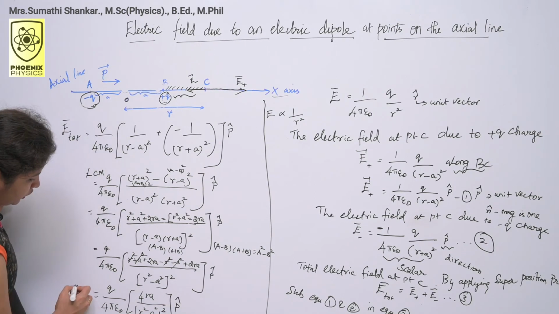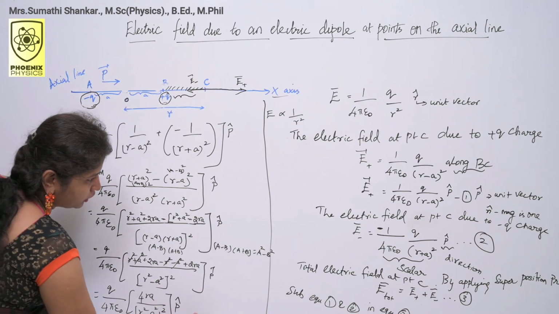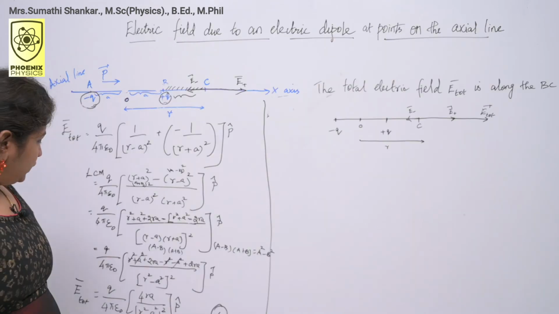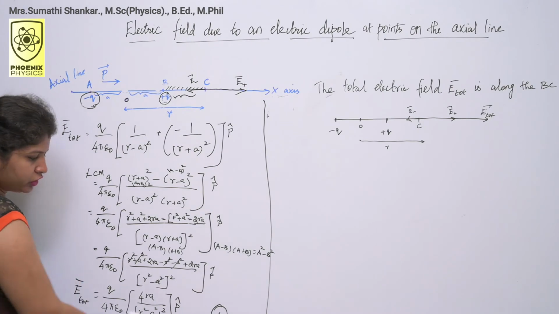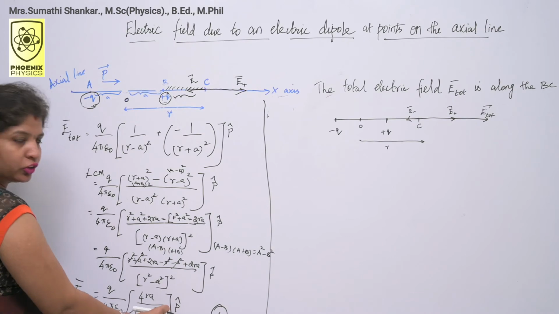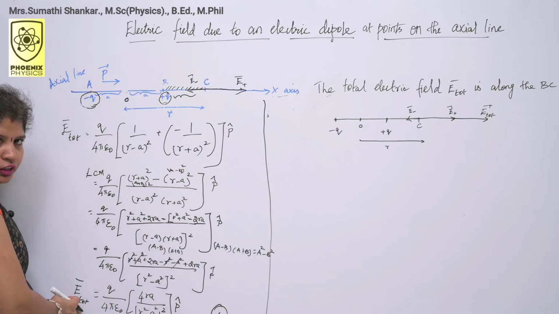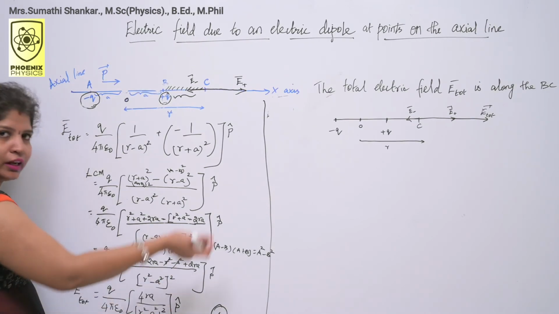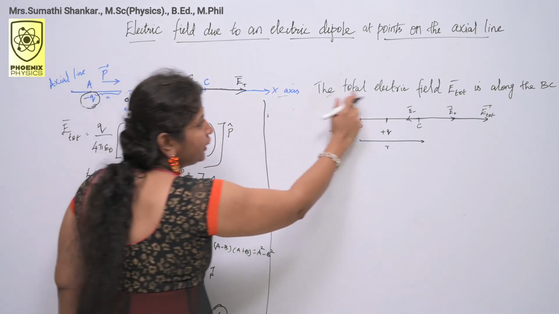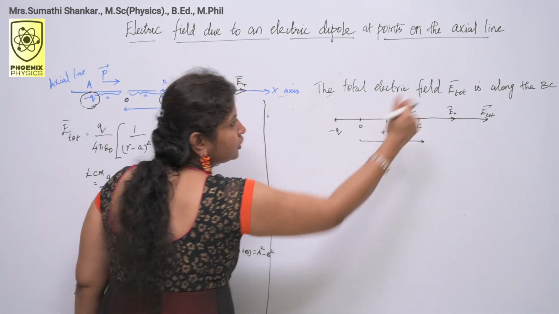This is E total. This is my equation 4. Here the E total value is this much, up to this scalar quantity. This P cap gives the direction of the total electric field. How do you write the total electric field direction? The total electric field E total is along the BC line.